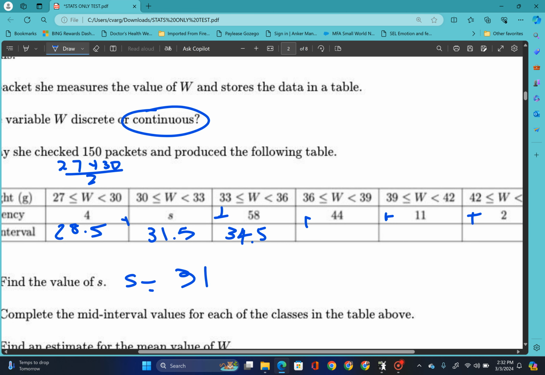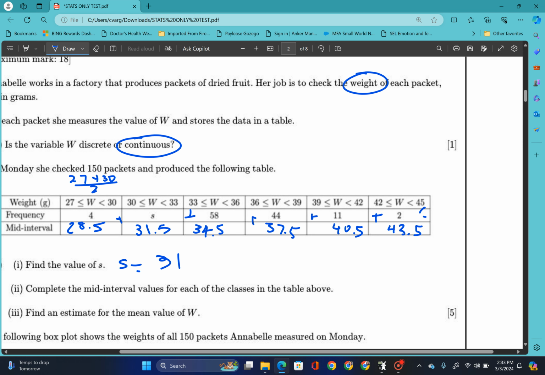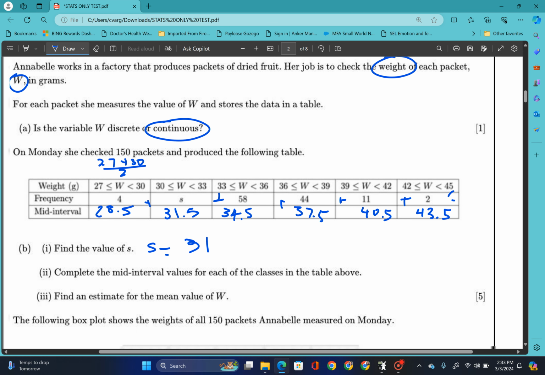The one under 44 is going to be 37.5. There is a little bit of a pattern here, right? And then we have 40.5. Keep on adding 3, right? That's our pattern. And this is going to be 43.5. And the reason why that happens is because our interval has to be consistent, right? The same number of numbers that we are passing through.